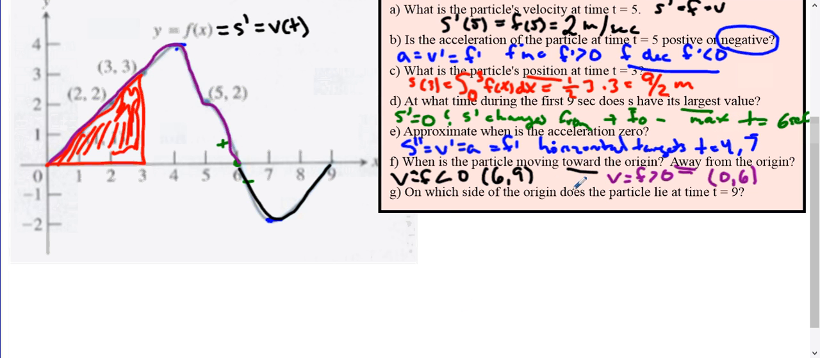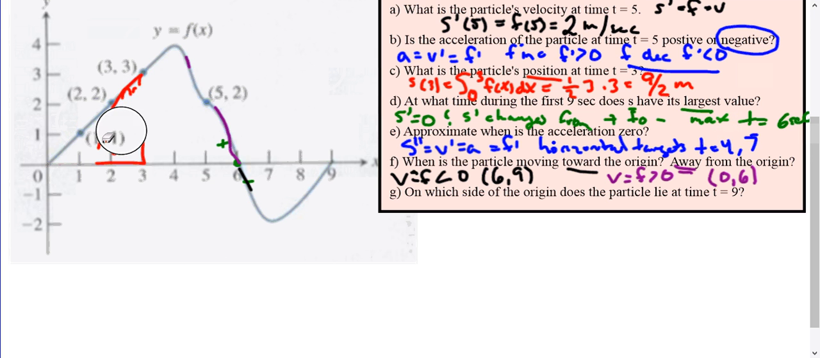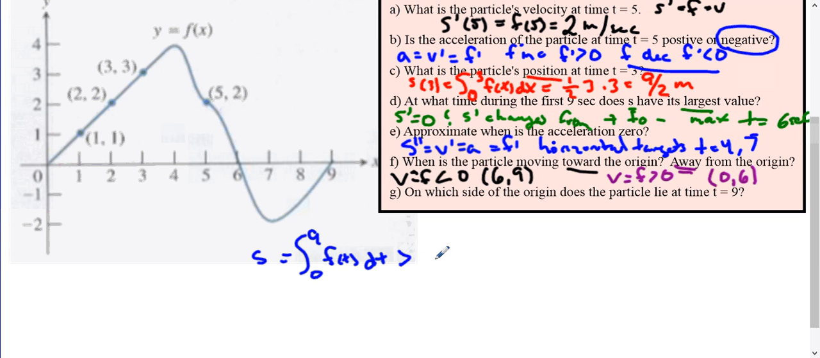On which side of the origin does the particle lie when t equals 9? Oh boy, okay, let's see if we can figure this out. Well, to figure this out, I'm going to erase this here. We want to figure out what is happening to our position. Well, right here, we want to figure out, from 0 to 9, if the integral of f of t, which equals s, is going to be positive or is it going to be negative? All right, positive or negative.